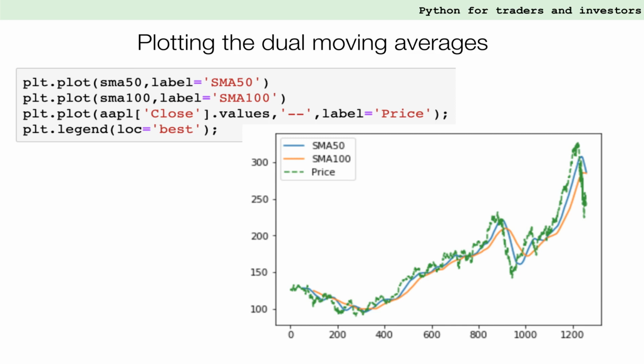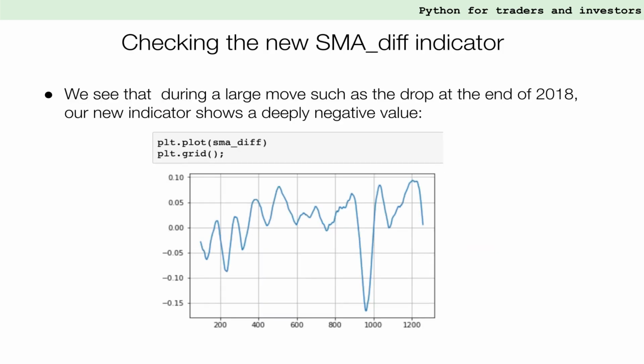We can see that in a strong uptrend, the 50-day moving average is usually above the 100-day moving average, and vice versa. When we plot the normalized moving average indicator, we can see that it oscillates around the zero line, as we would expect, with the large deviations indicating a trend.